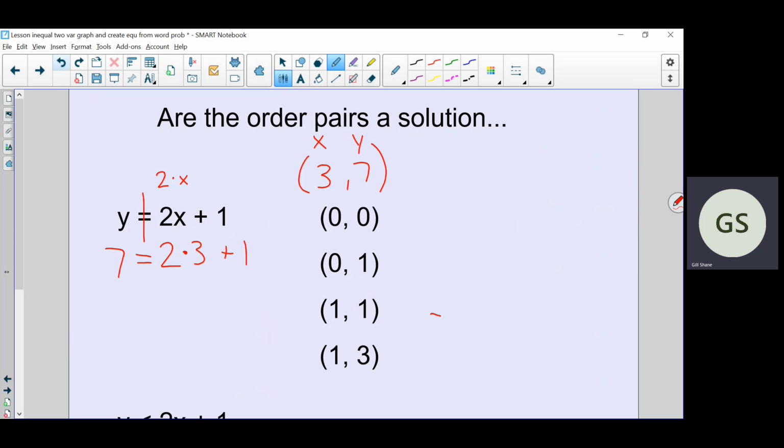This 2 and this 1 should never just magically disappear. Last class, a bunch of people were somehow taking the 2 and the 1 out. That's part of the equation. You can't just remove those. Now, we're going to do some math with them, and then they won't be there. But until we do math, they can't just disappear. So on the left side, I have 7. There's no math to do on the left side. It's just going to stay 7. On the right side, though, I need to do the math. 2 times 3 is 6, plus 1.